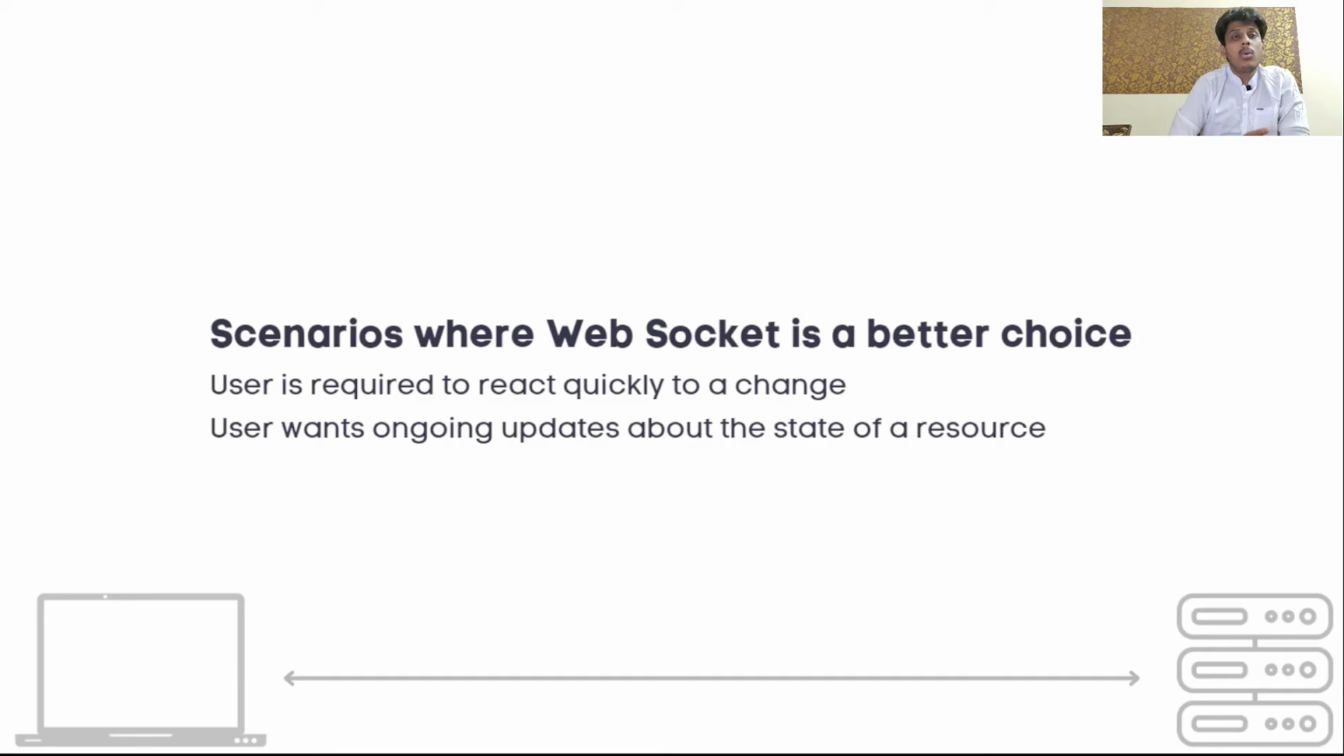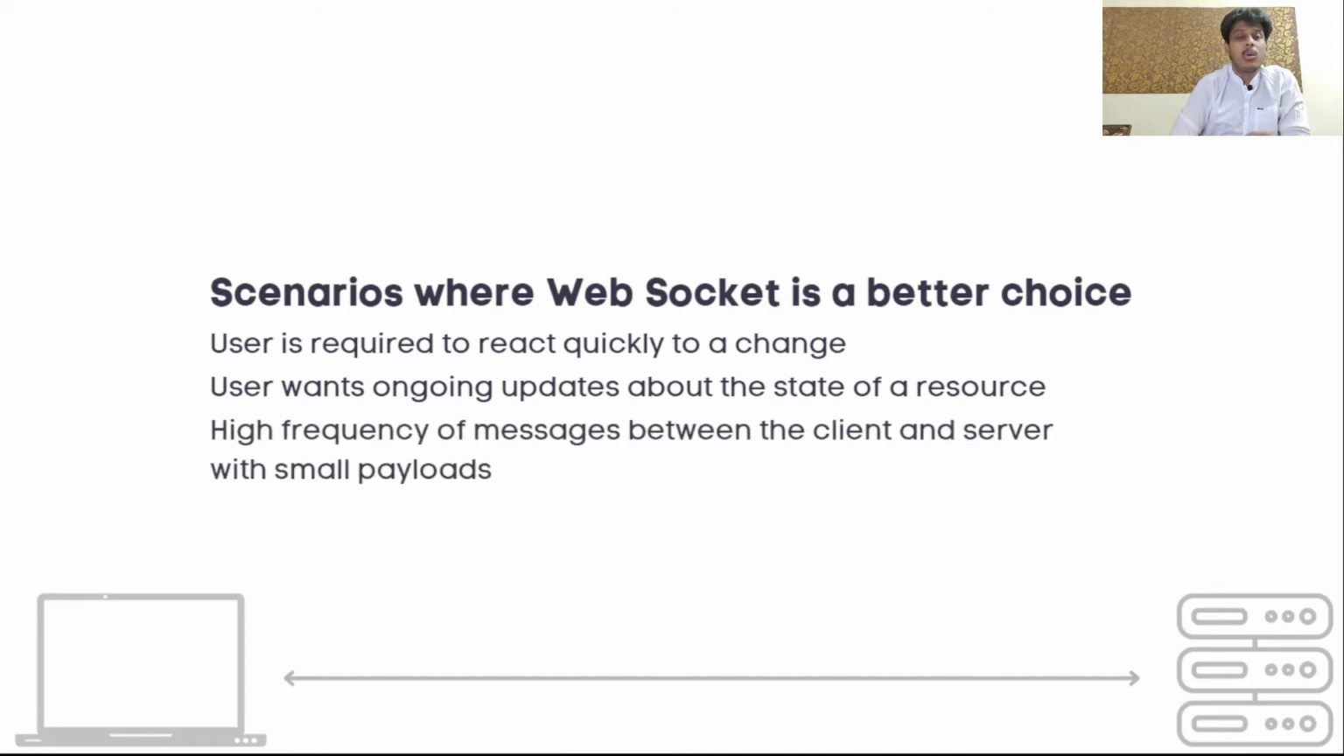When the user wants on-the-go updates regarding the state of the resource. Again, let's take the example of the football match. Let's say a football match is going on, it's going on at this very second and your favorite team is playing. You need those updates as they happen. You need to know every goal as it happens. That's when WebSockets are useful.